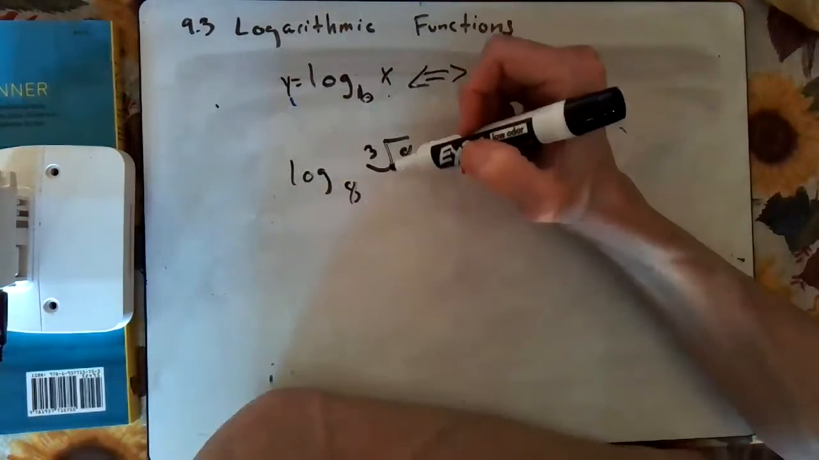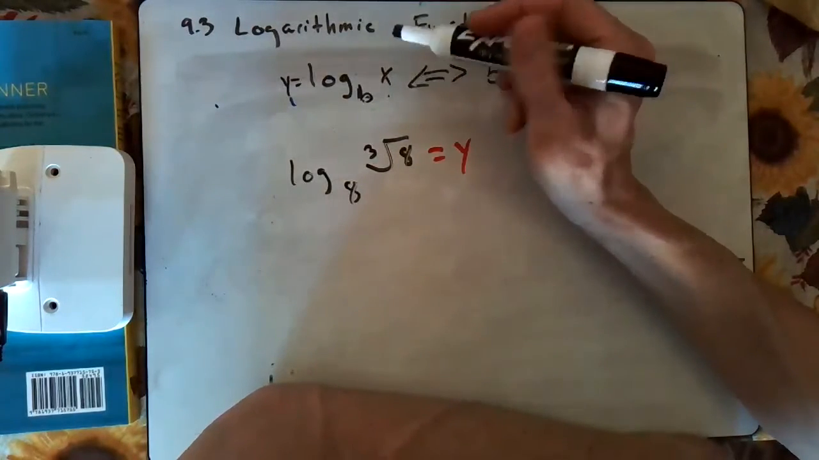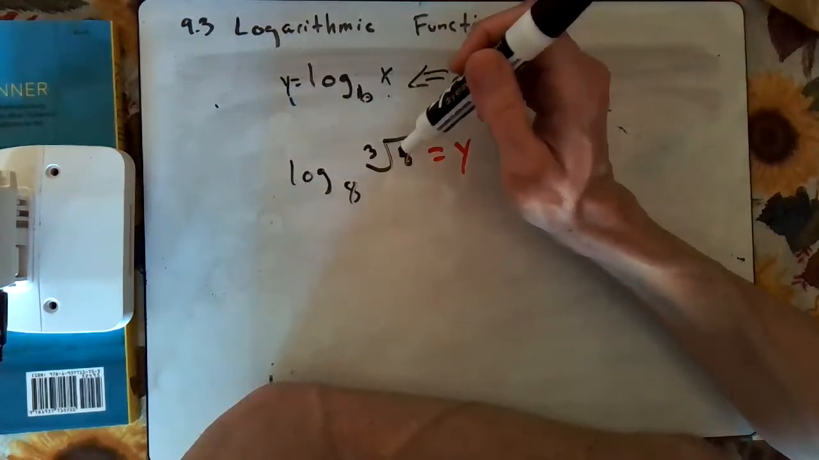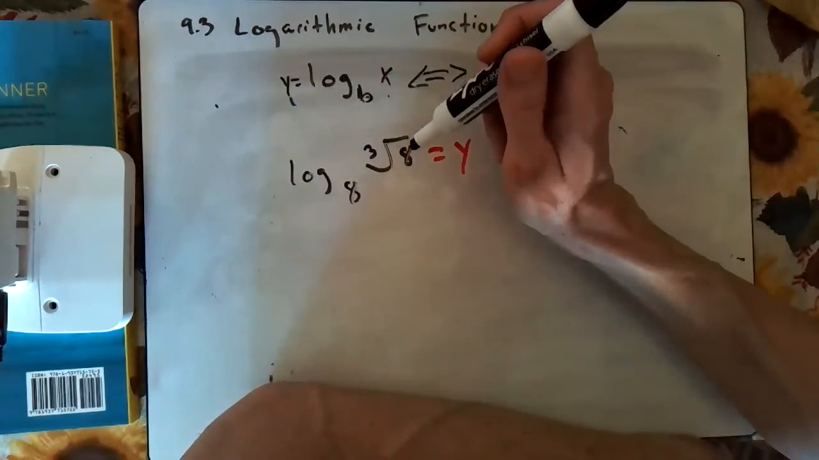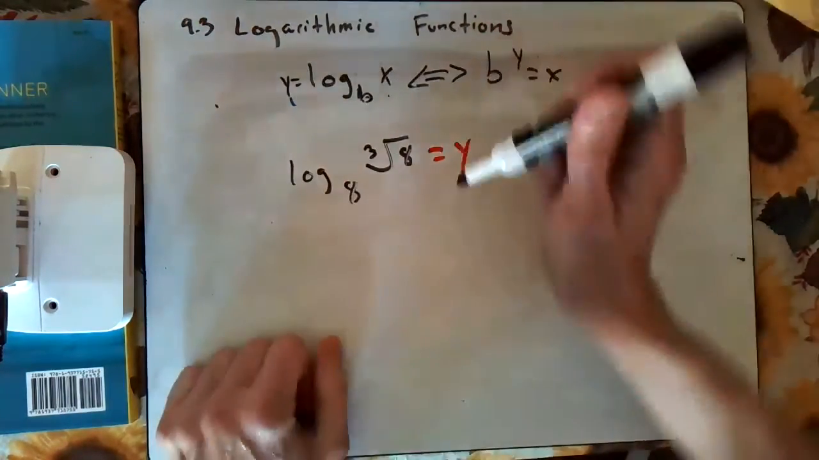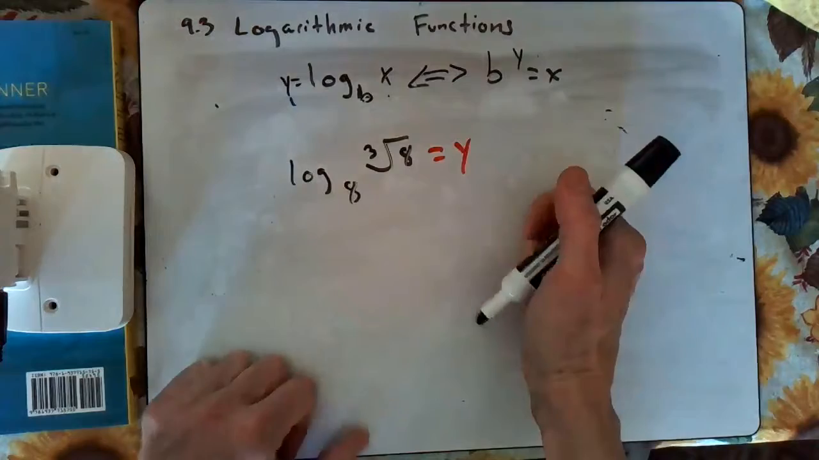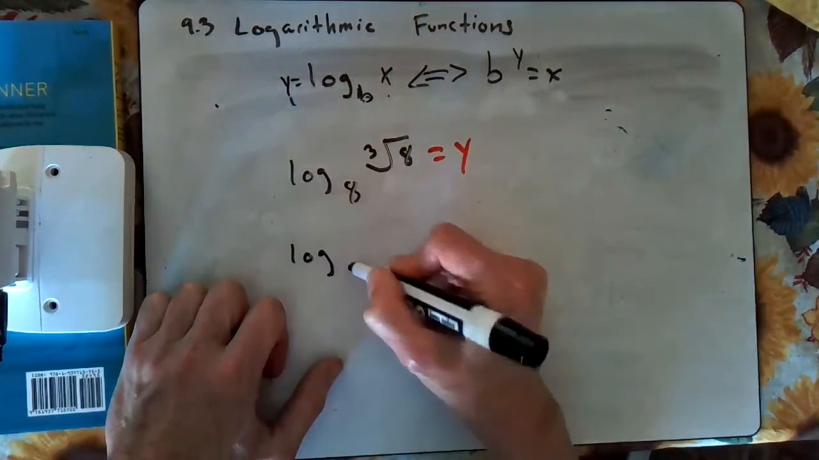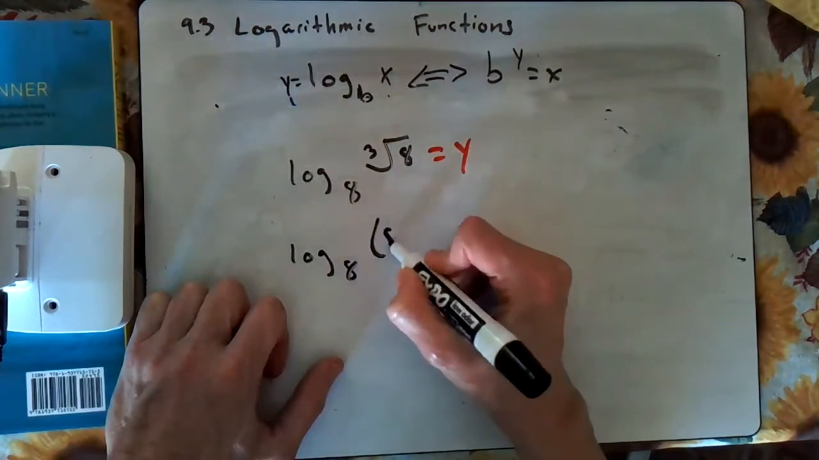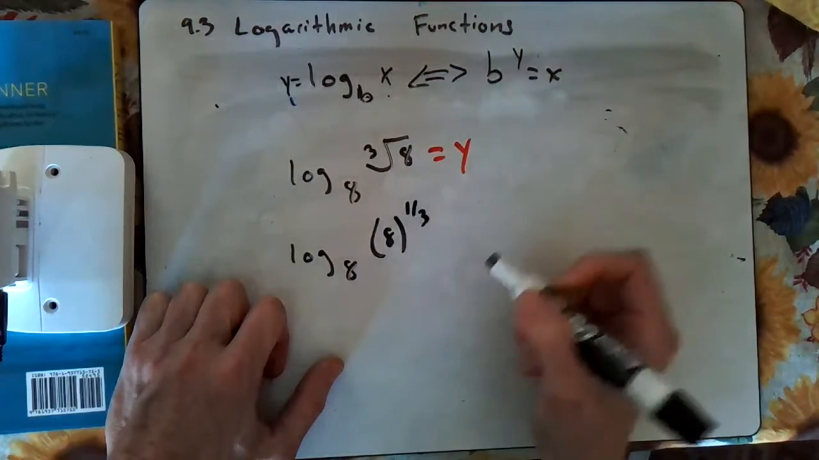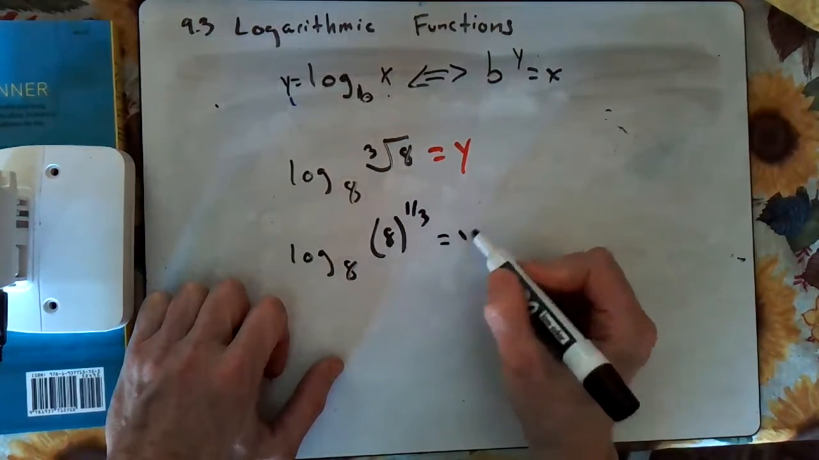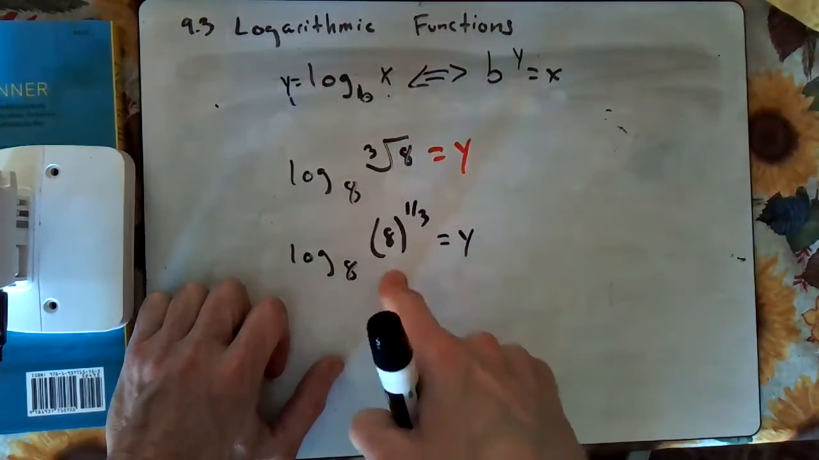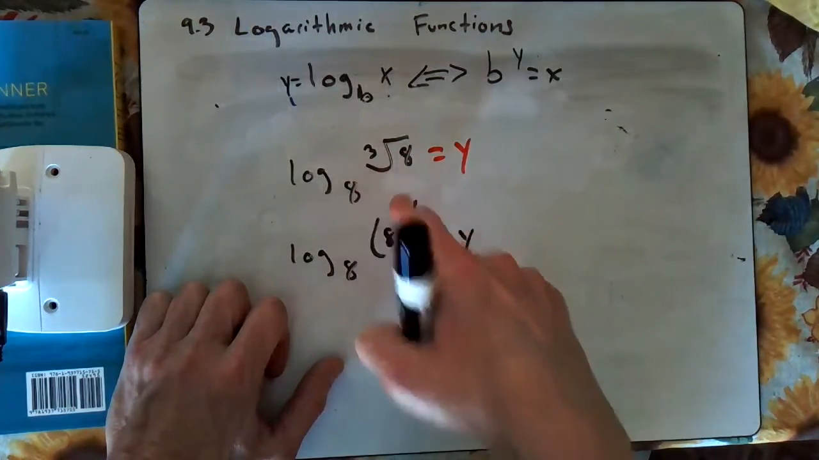Now, before we even start trying to solve this, let's rewrite it. Anytime y'all have radicals, you need to write them out in exponential form. Okay? You should do that right there. So this is log base 8 of 8 to the 1/3 power, right? Equals y. Then from here, you could say, oh, I know what this is. We know what the cubed root of 8 is, right?